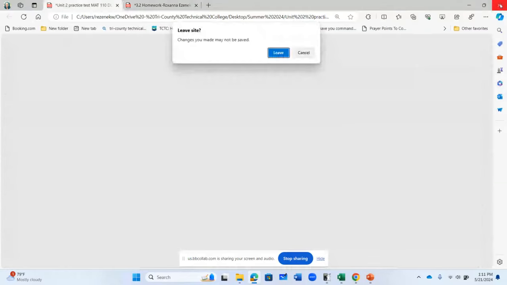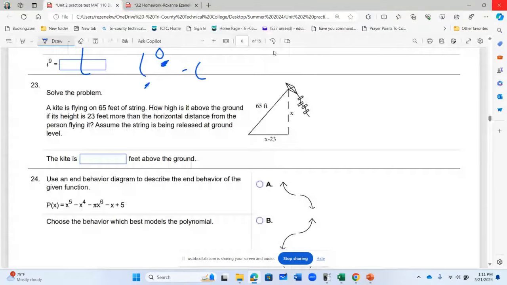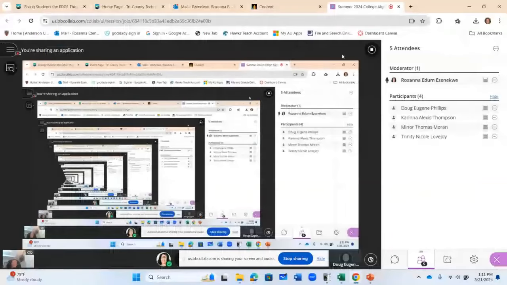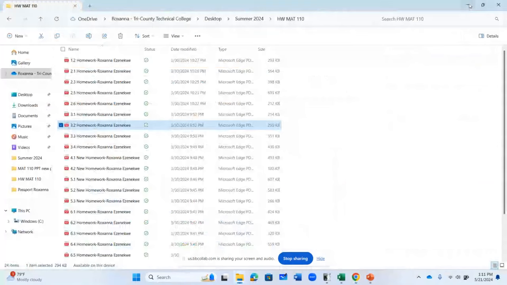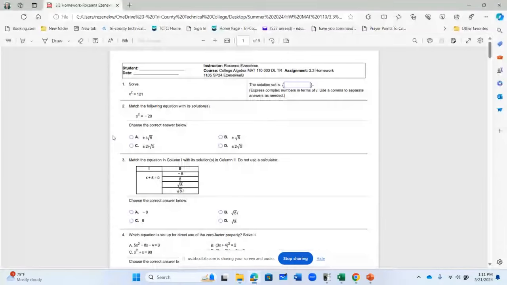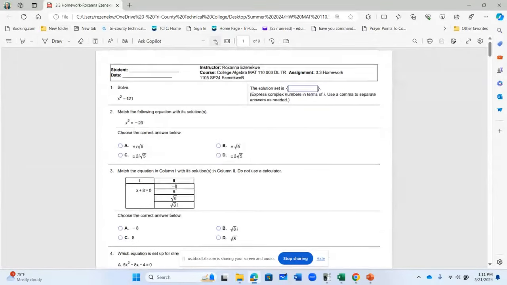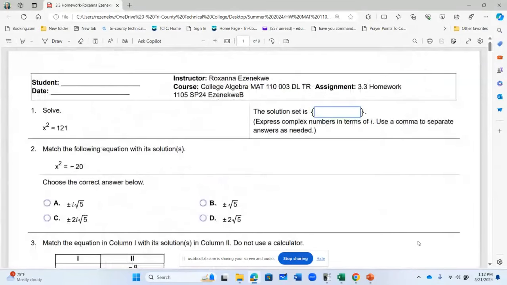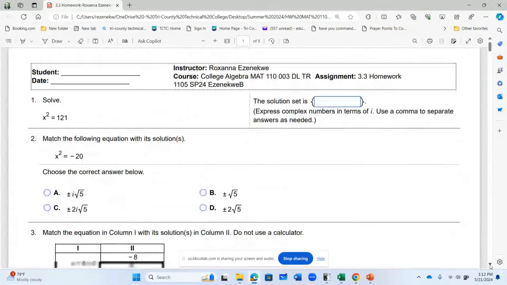This is 3.2 if you came in late. So I'm leaving here. I'm going to 3.3 because we need to do as much as we can, because next Monday will be our test. Okay, so I'm going to make this bigger. This is 3.3, and this is solving quadratic functions.